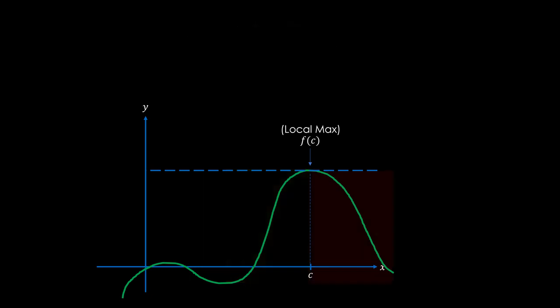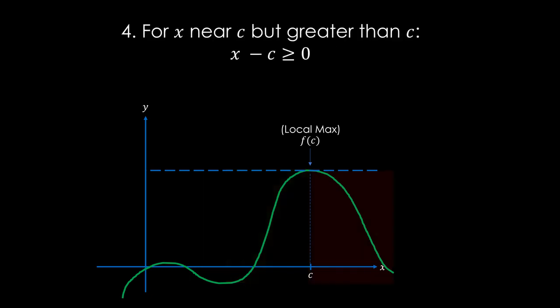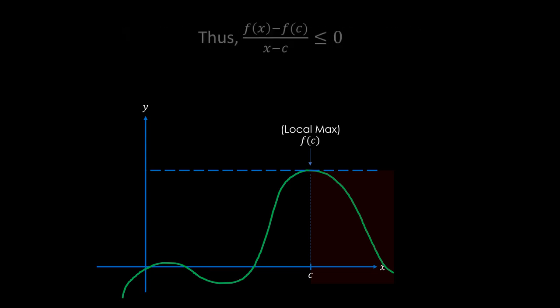Just as we did in step 3, we can say that for x near c but greater than c, x minus c is greater than or equal to 0. And just like before, if we take the fraction of these two inequalities, f of x minus f of c over x minus c must be smaller than or equal to 0.